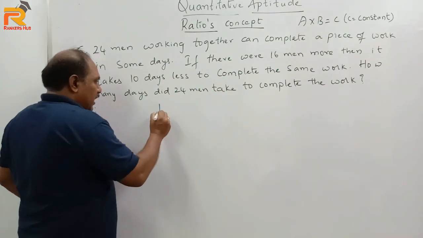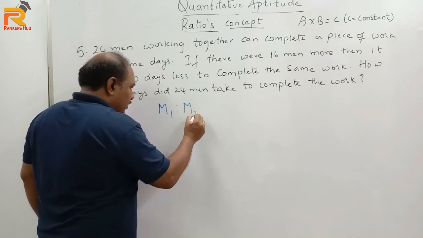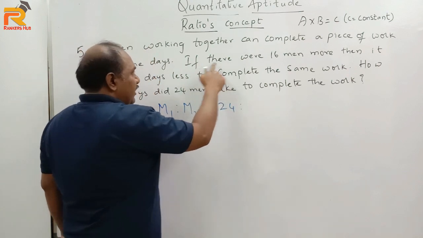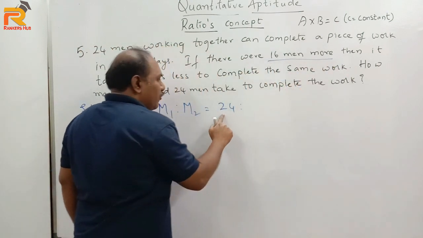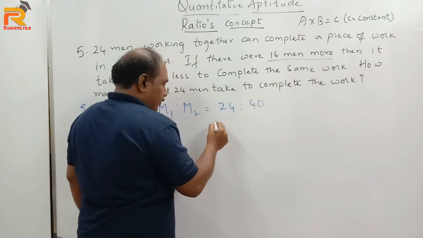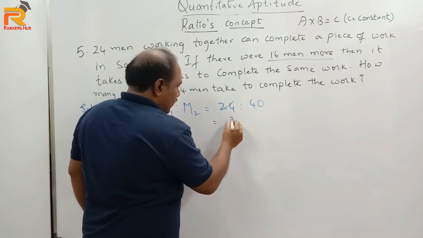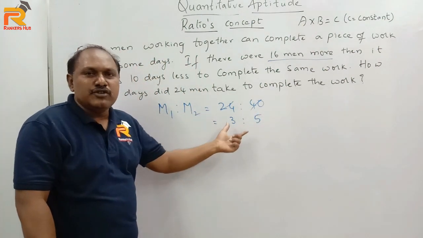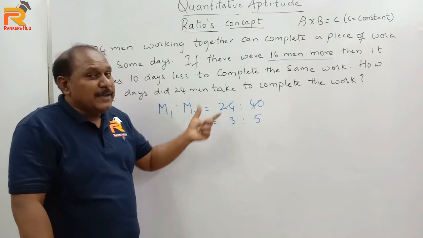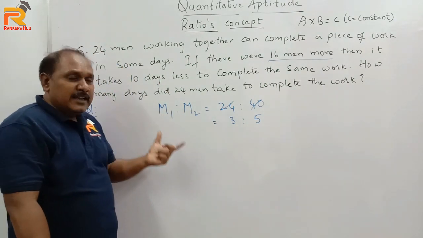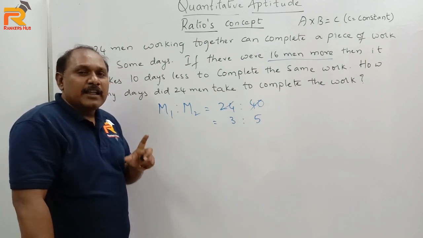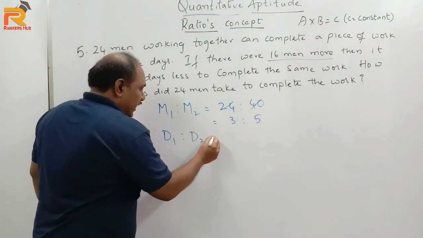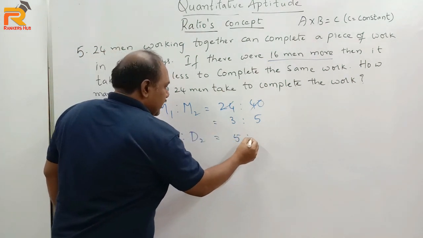Now here, we know the men. Initially there are 24 men. Later on, if there were 16 men more, so 24 plus 16, it is 40. So what is the ratio? 8 threes are 24, 8 fives are 40. So you can see here, the number of men are in the ratio of 3 is to 5 and they are doing the same work. So work is constant. So when work is constant, men and time are inversely proportional to each other. So time, that is days, should be in the inverse ratio, that is 5 is to 3.